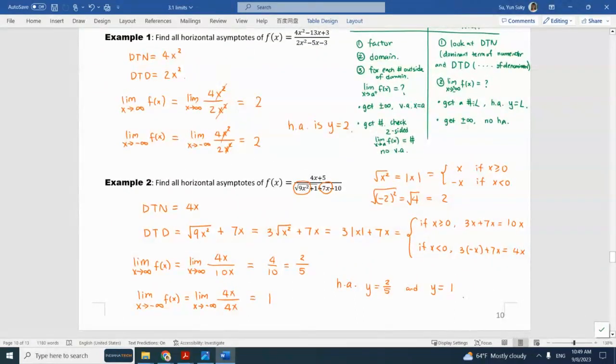Okay? Do look at example 1 and example 2. Example 1, just a regular rational function. Do you see the two-sided limits go to the same horizontal asymptote, right? The second problem, because of the square root of x to the even power, they give an absolute value of x, and it goes to different horizontal asymptotes. Okay? So if you see square roots of x to the even power, be careful. You might have two different horizontal asymptotes.